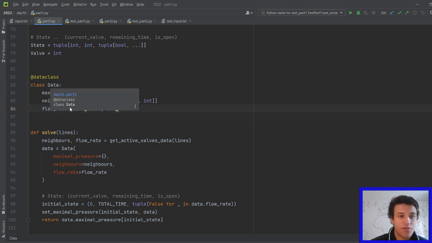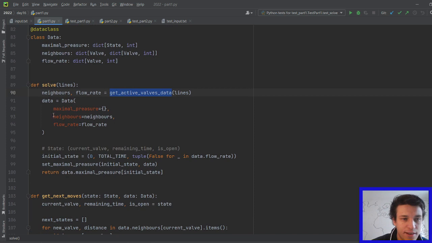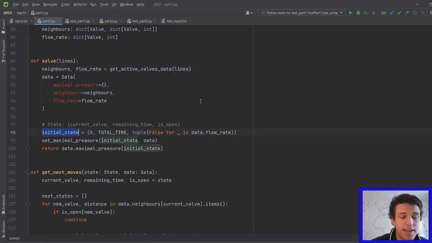Yes, so in order to solve the problem, we again want to get data and set the data, and then the initial state will be given by this. So the current valve, the starting valve, is index 0. The remaining time will be equal to 30 minutes, the total time, and all valves will be closed.